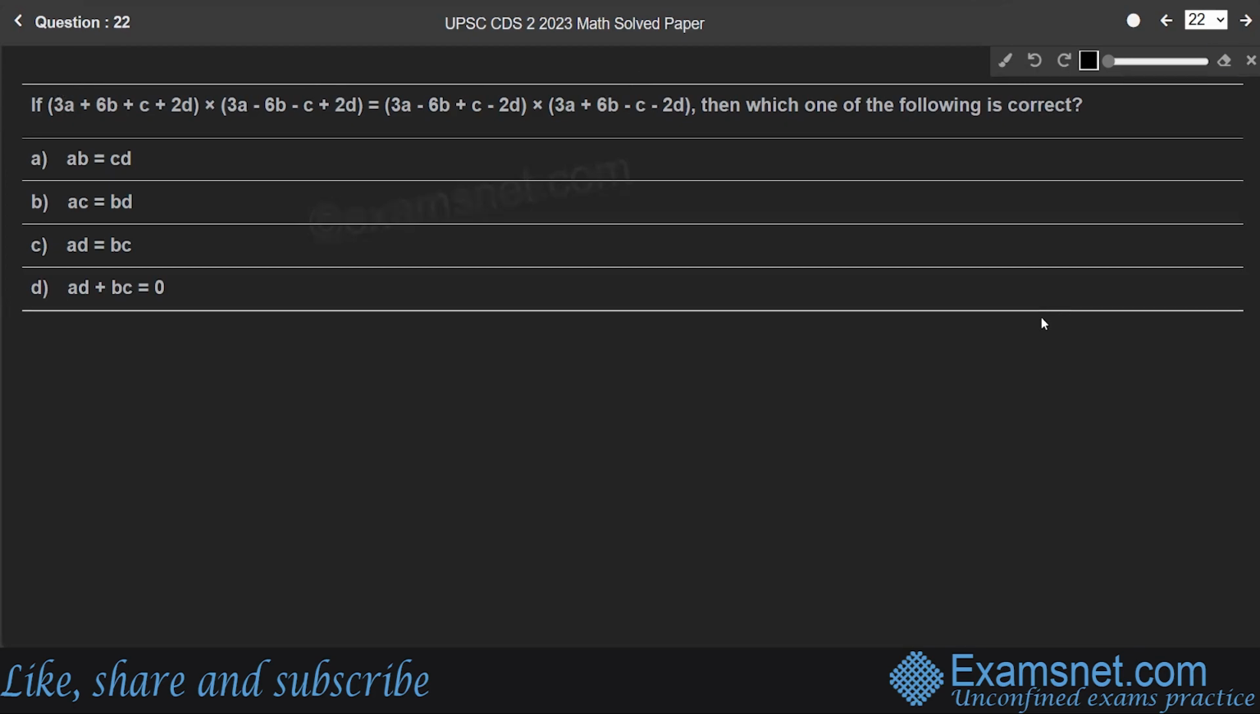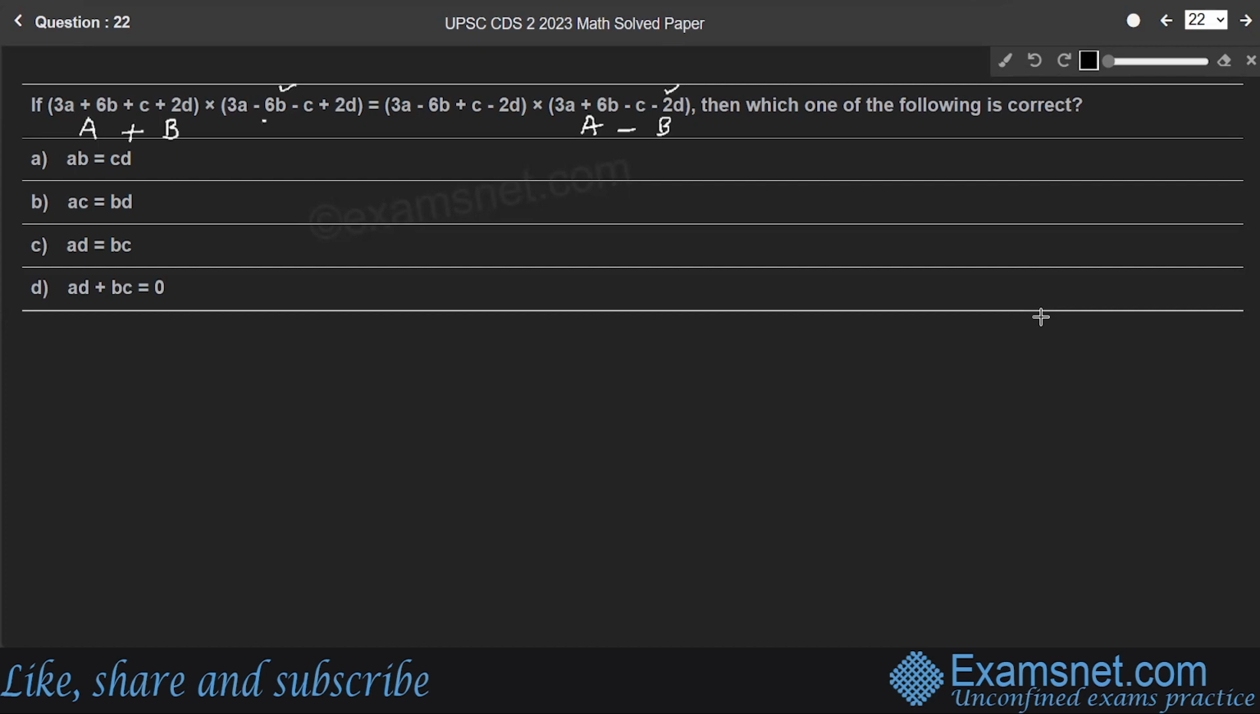As we have applied the componendo dividendo rule in the previous case, here also we are applying the same rule. For that, we'll consider 3a plus 6b as A, capital A, and c plus 2d as B. Whereas on the right hand side part, we have 3a plus 6b as A, and minus of c plus 2d, which is B. Therefore, A plus B, here it is A minus B.